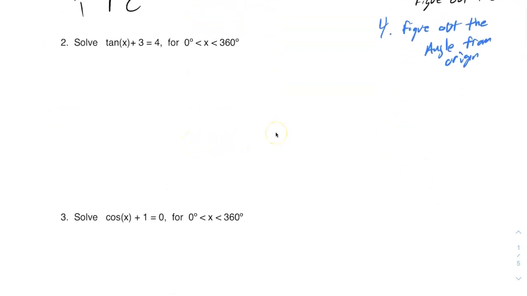So for tan here, because it's set equal, we're going to solve it and get it isolated, so subtract 3 from both sides. Tan of x equals 1.